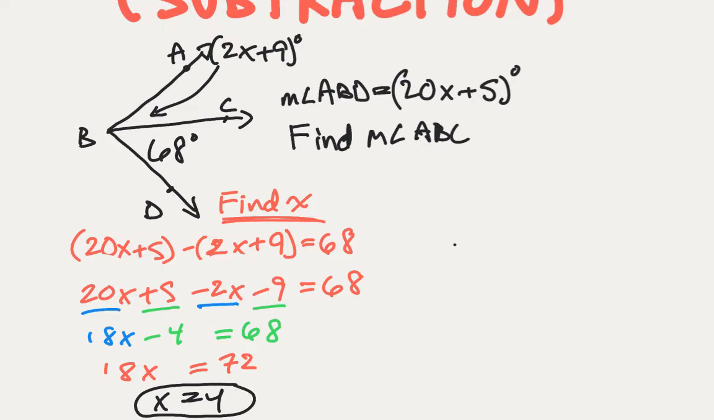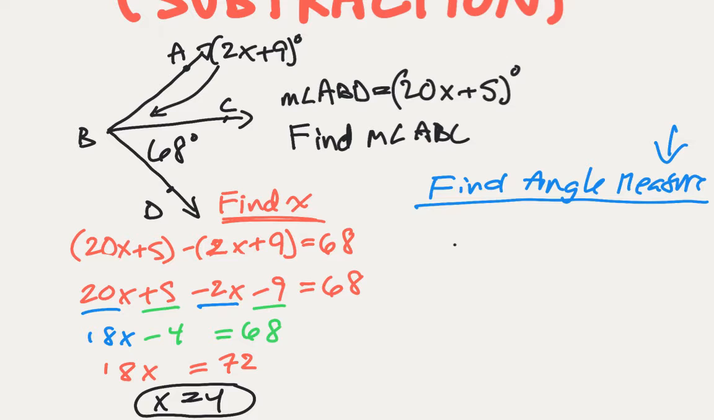So we found x. Now, step 2, we need to find the angle measure. Oop, that's terrible spelling of the word measure. That is the word measure. Find angle measure. Okay. So we have that the measure of angle ABC equals 2x plus 9. So then we just have to do a little substitution.